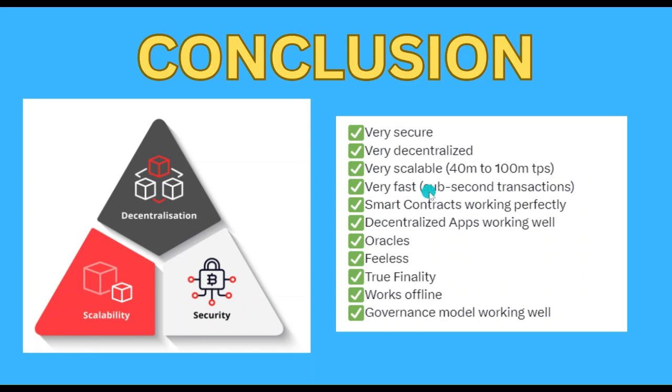It's very fast. Sub-second transactions are what's coming eventually for it. Smart contracts are working perfectly from what we can see. Central apps are working perfectly as well from what we can see. It's only just today introducing its oracles, so this layer one's got oracles as well. It's feeless. It also comes with true finality, apparently.